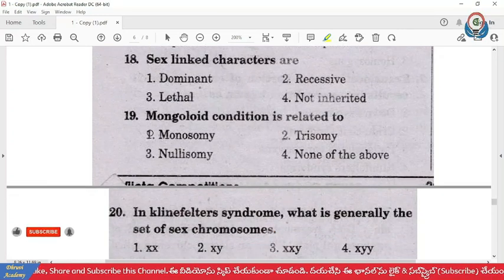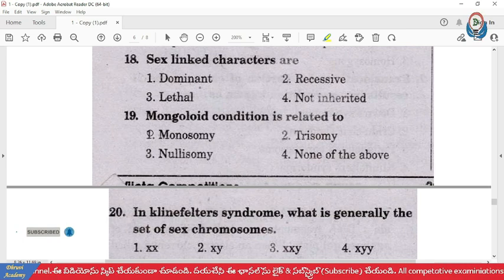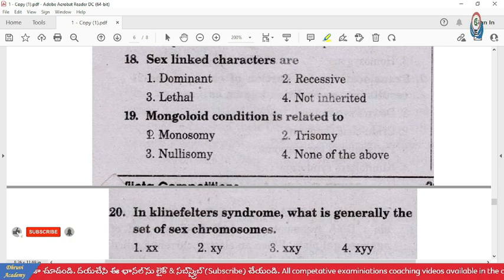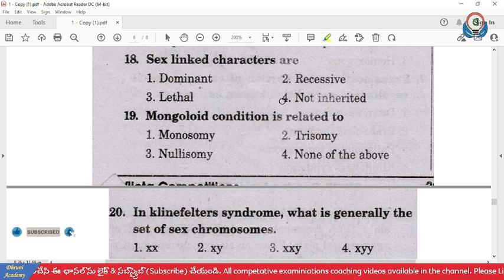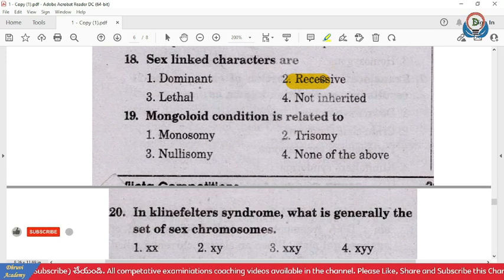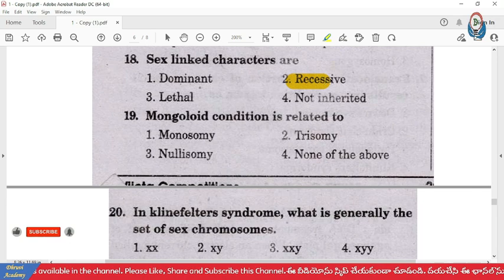Next, sex-linked characters: is it one dominant, two recessive, third one lethal, or the fourth one non-inherited? Which is the correct answer? These sex-linked characters are recessive. Sex-linked characters: the answer is recessive.